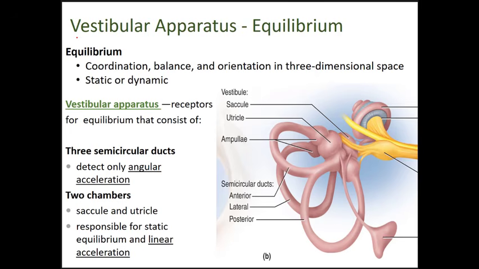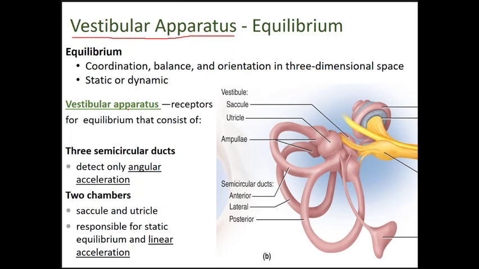So let's have a look at what's called the vestibular apparatus that's involved in our equilibrium. We talked about the vestibule just briefly on the previous slide. So what is equilibrium? It's our ability to be coordinated, have balance, orientation within a three-dimensional space, and it can either be static or it can be dynamic. And when we talk about static equilibrium, this is the perception of the orientation of your head when your body is stationary, whereas dynamic is the perception of motion or acceleration.